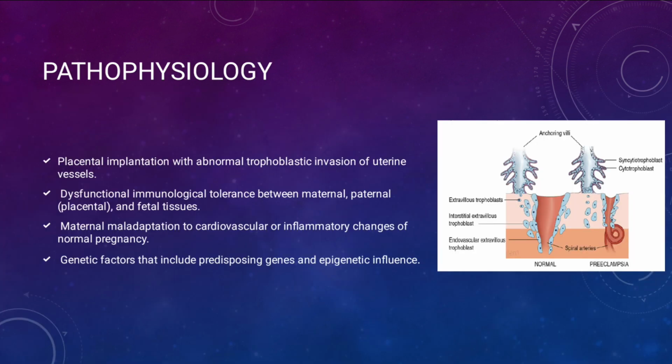Another one, pathophysiology: placental implantation with abnormal trophoblastic uterine invasion. One is the abnormal trophoblastic invasion occurring in 2 stages. Initially at 12 weeks up to the decidua, and after that it will enter into the myometrium. By 16 weeks of gestational age, complete trophoblastic invasion occurs. Another thing is dysfunctional immunological tolerance between maternal and fetal tissue, maternal maladaptation to cardiovascular and inflammatory changes of normal pregnancy, and genetic factors that include predisposing genes and epigenetic influence.